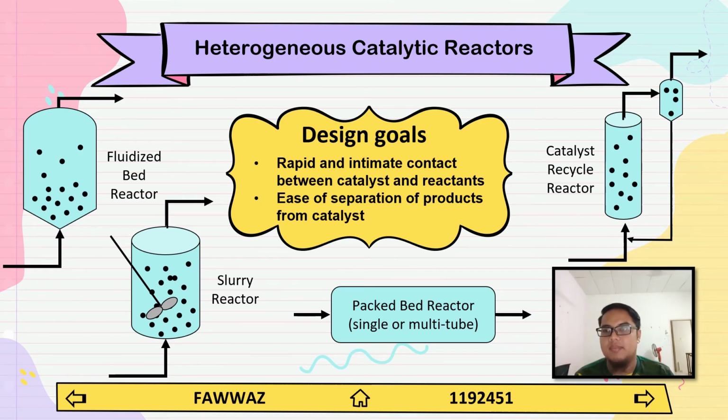successfully extracted. Okay, there are four types of heterogeneous catalytic reactors, which are fluidized bed reactor, slurry reactor, packed bed reactor, and catalyst recycle reactor. The brief introduction about the reactors can be read in the note given on this slide.